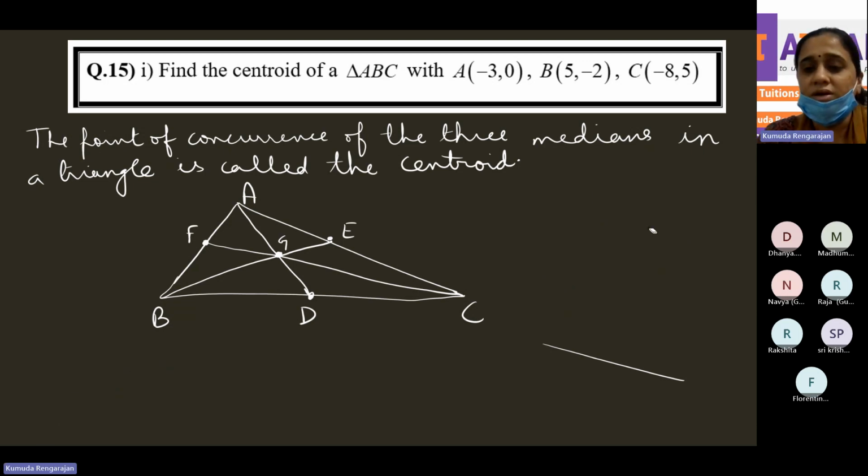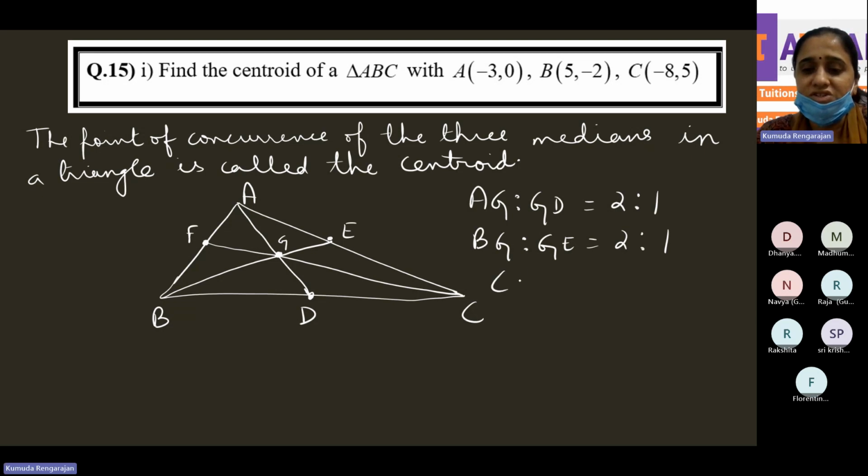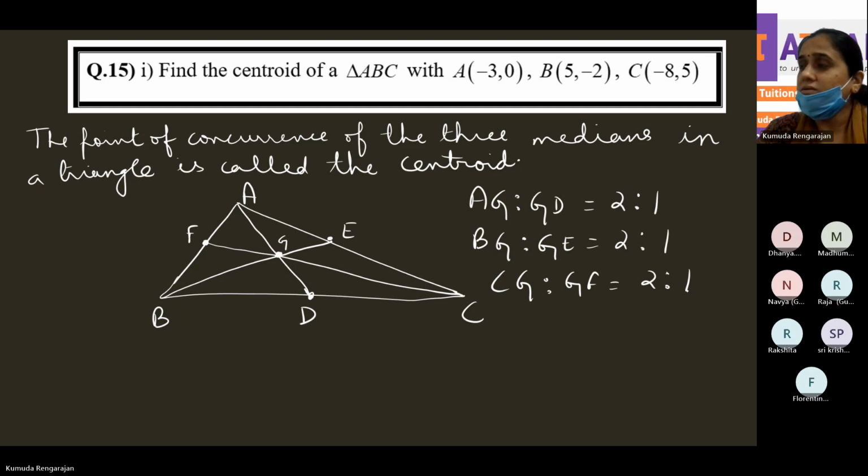Now, there's a very important property of the centroid in a triangle. The centroid divides the median in the ratio 2:1. So that means AG is to GD is equal to 2:1. BG is to GE will be 2:1. CG is to GF is equal to 2:1.